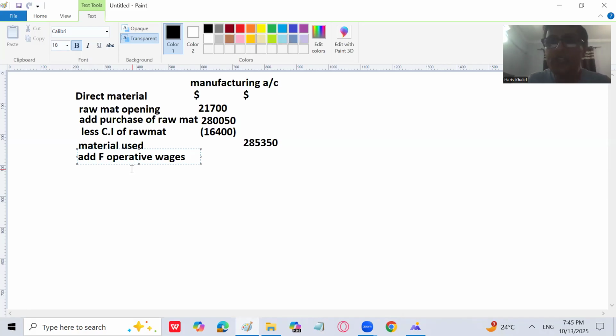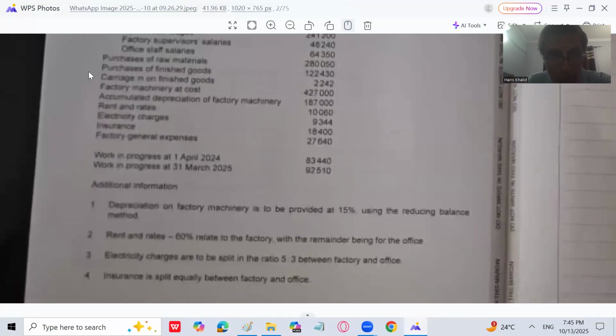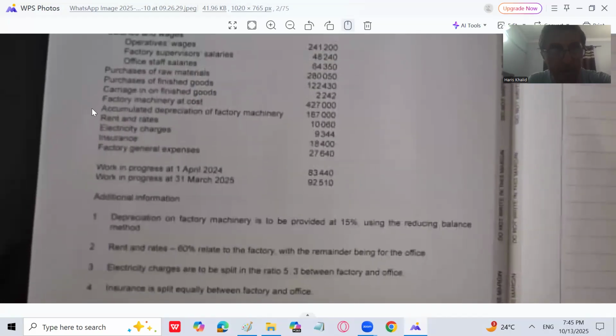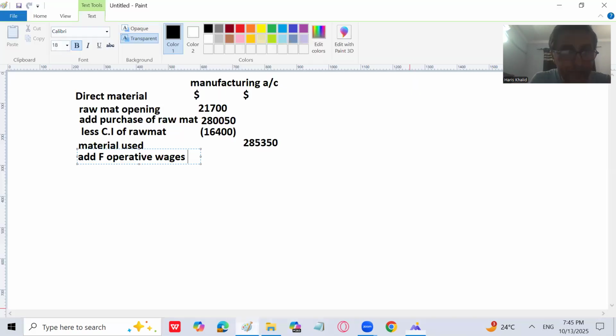Add factory operative wages, which is direct labor cost, obviously. Let's see what the amount of direct labor cost is here. The direct labor cost is factory operative wages, 241,200. It might be possible that there are wages accrued also. Oh, no, they are not given. That's fine then, right? Because factory operative wages and accrued wages are not given, directly we can write 241,200.